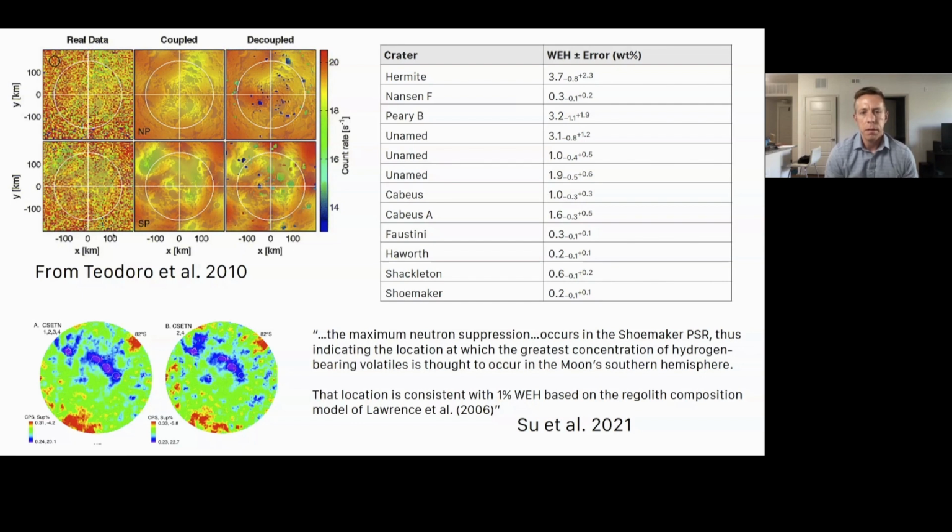What people have done, though, is use clever processing techniques, things like Pixon reconstruction, where they ask: what if all of that signal is coming from just the areas where water ice might be stable? If you do that, as shown in the table on the right, you end up with slightly higher numbers, getting up into single-digit weight percent of water equivalent hydrogen in the upper 70 to 100 centimeters. There's also evidence from the neutron data for a dry or desiccated layer of some tens of centimeters thickness right near the surface.